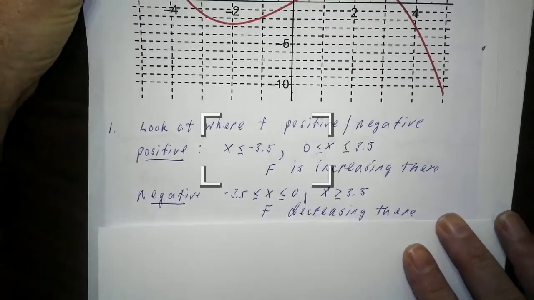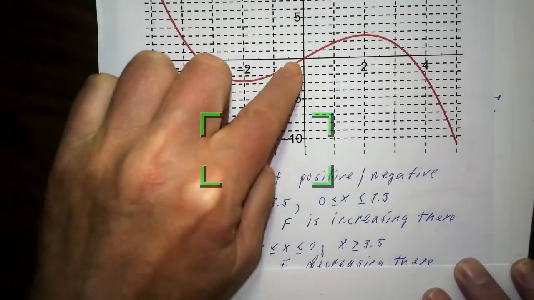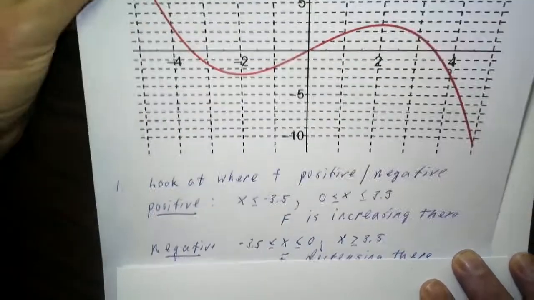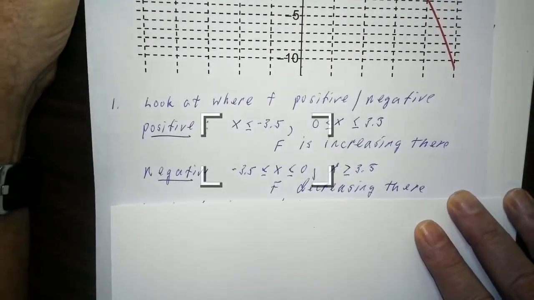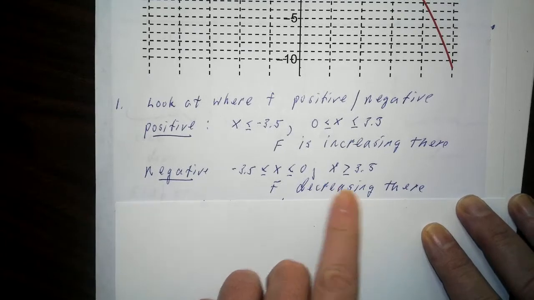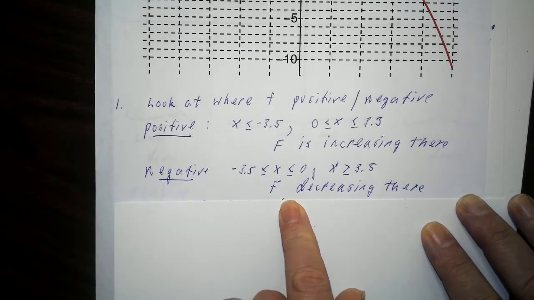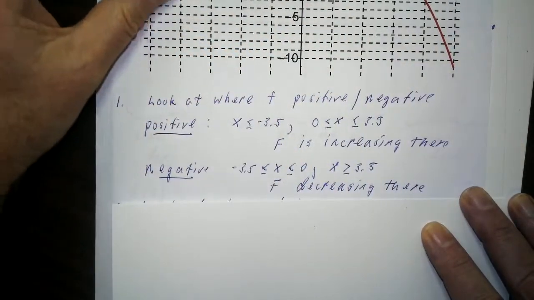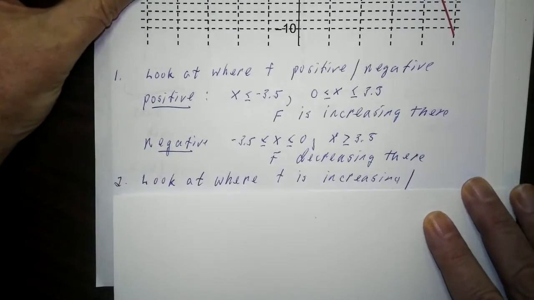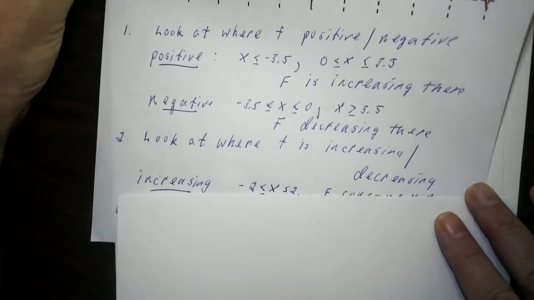Where is this graph negative? Well, it's negative between minus 3.5 and 0, and if x is greater than or equal to 3.5. So if little f is negative, capital F has to be decreasing. Because if capital F is decreasing, its derivative, which is little f, has to be negative. So first, look at where little f is positive or negative. Then look at where little f is increasing and decreasing.